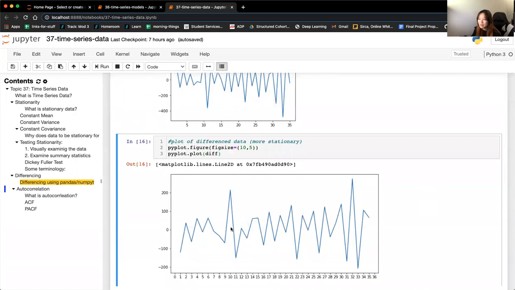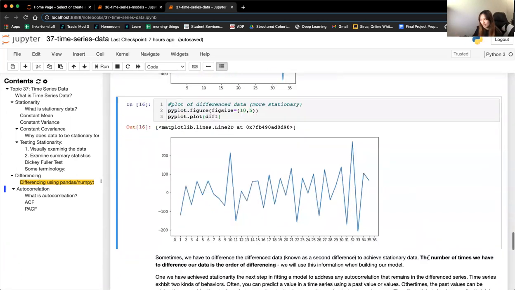All right, well, if you keep differencing, your data will start to look more and more like a flat line. That's just how differencing works. The differences between your differences are going to converge to 0 over time. That's just something to know.